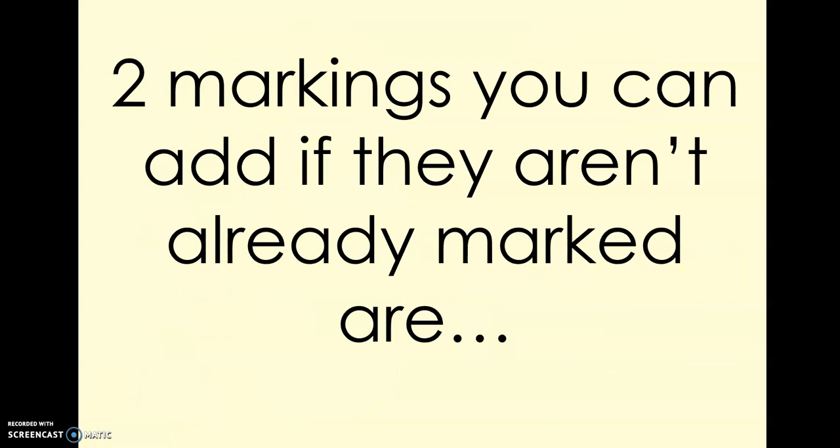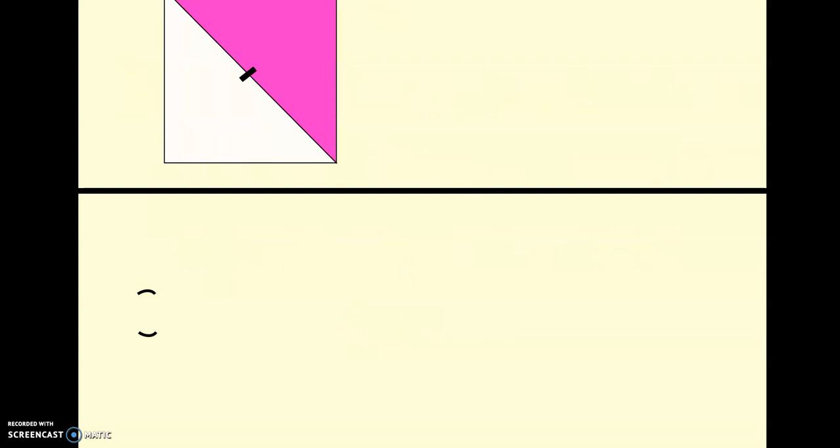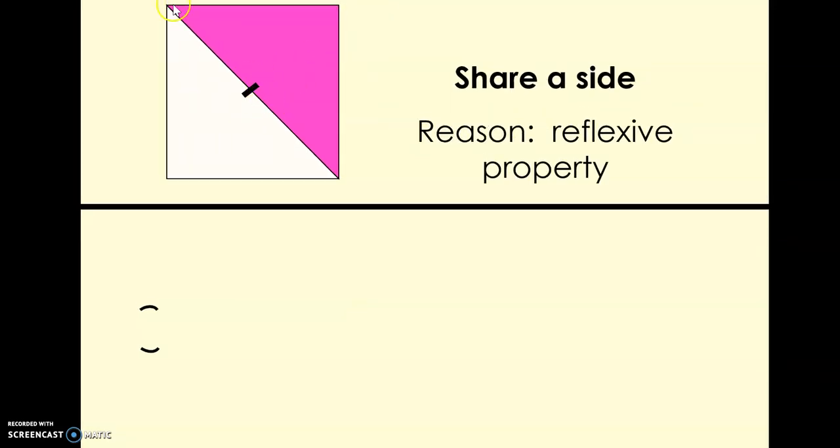Okay, here are 2 markings that you can add if they aren't already marked. So keep in mind that you're going to go with the information that you're given. We can't assume anything on a triangle, but these are 2 things that you know actually from Math 8. All right, first of all, let's move this up again. If 2 triangles share the same side, that's reflexive property, and we talked about this earlier this year also, but this side right here is the same length when it's in the white triangle as when it's in the pink triangle. So anytime 2 triangles are sharing a side, you know that side's going to be congruent to itself.